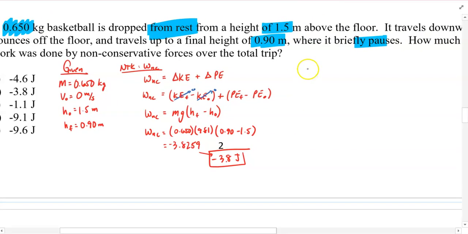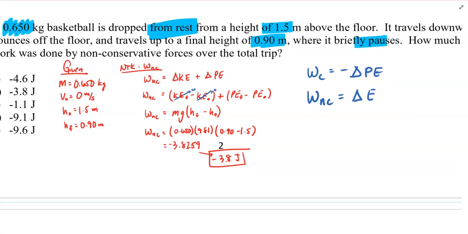Now we may note from a prior section that the work done by conservative forces is the opposite of the change in potential energy, whereas the work done by non-conservative forces is the change in all energies, which is essentially what I've shown here at the start of my line of work. There was no kinetic energy at the beginning or end because the object was paused or at rest for a brief moment anyway at the very top of its travels, but it had no kinetic energy. We were dealing only with potential.